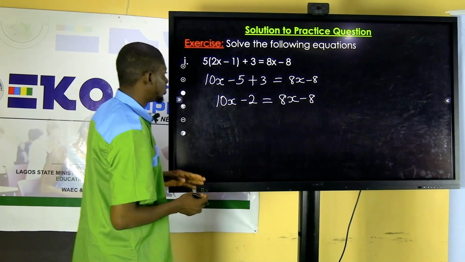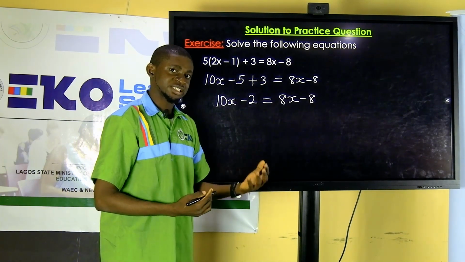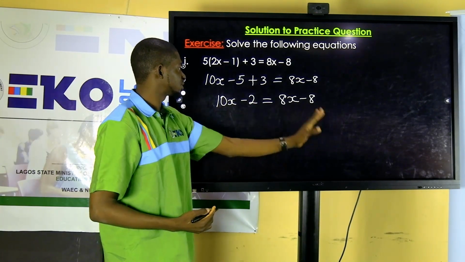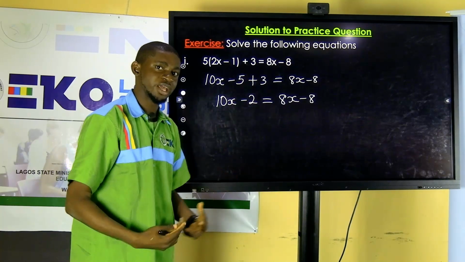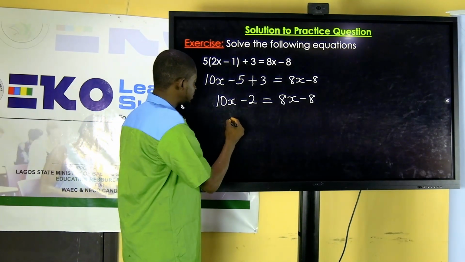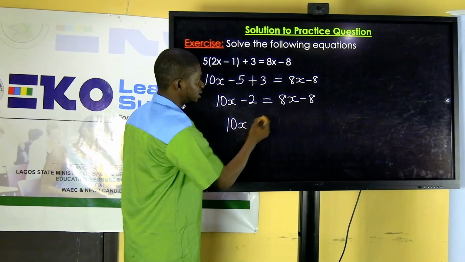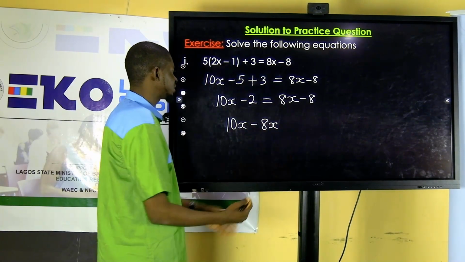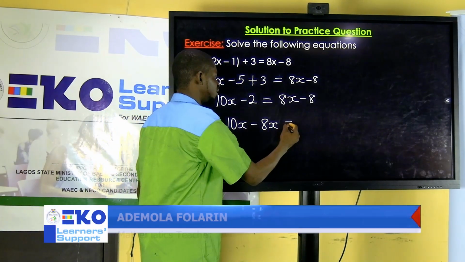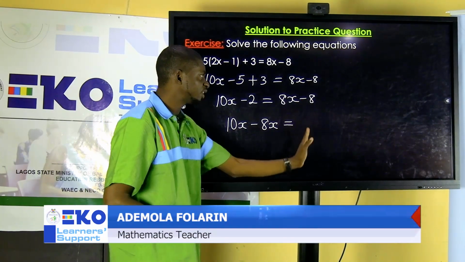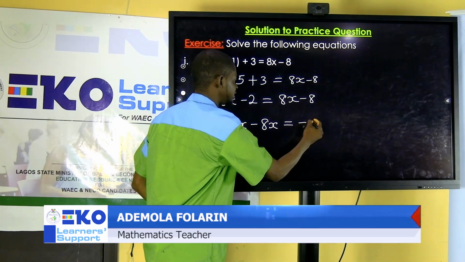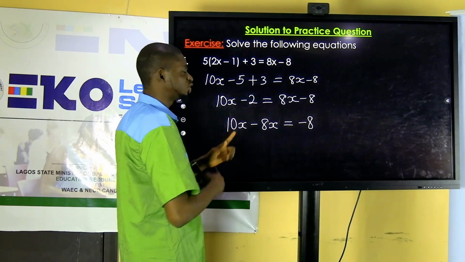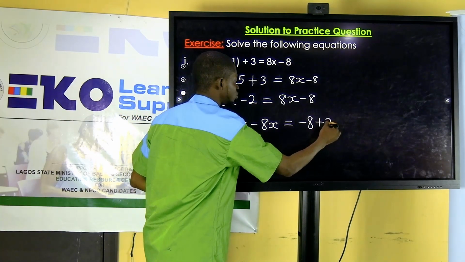So here now, let's pack the terms involving x, the terms that have x, let's put them to one side, and the one with no x, put them to the other side. That's what we call collect like terms. So that becomes 10x, this minus 8x. Because it's moving from the right-hand side to the left-hand side, the sign will change. Negative 8, it is not leaving that right-hand side, so it remains negative 8. While the negative 2 that is leaving the left-hand side to the right-hand side will change sign, plus 2.